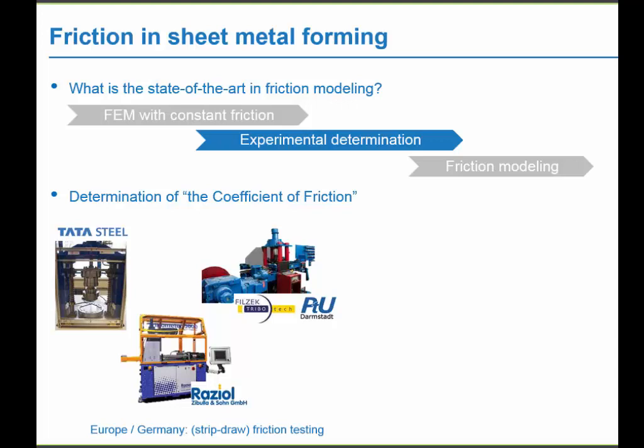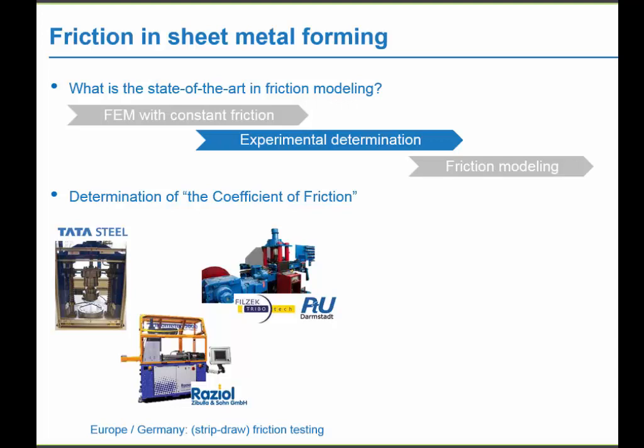If we look at Europe, Germany, then an approach that is used quite often is to measure friction coefficients with friction testers. So we see, for example, the rotational friction tester of Tata Steel. We know Filzek in Germany with a strip-draw tester. Ratio in Germany also have a strip-draw tester. And all these testers can be perfectly used, let's say, to rank tribology systems.